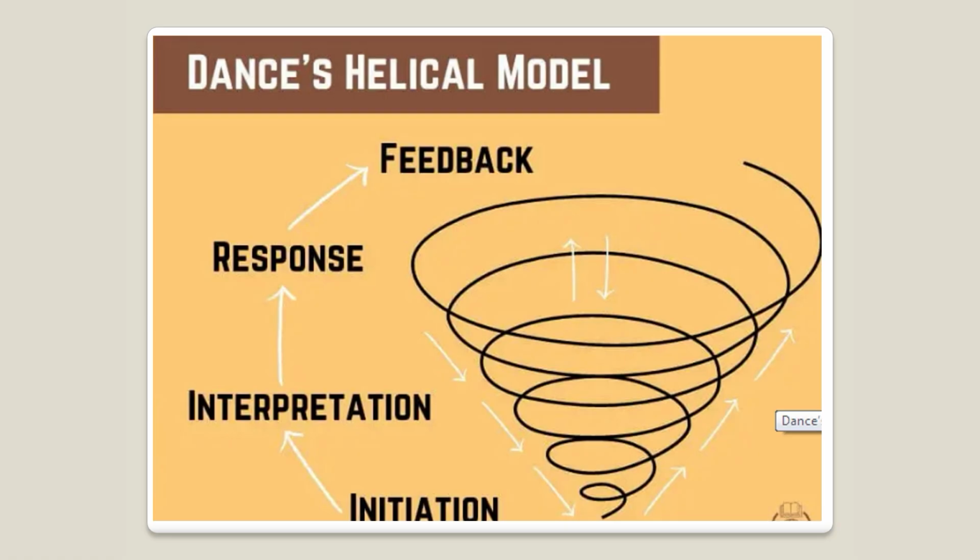So in this way, this message makes a structure like a dancing wire. That's why it's a dancing model, meaning from a small point to a wide range. It reaches out, and again it reaches back to the ultimate initiator. So this model is called the Dance's Helical model.